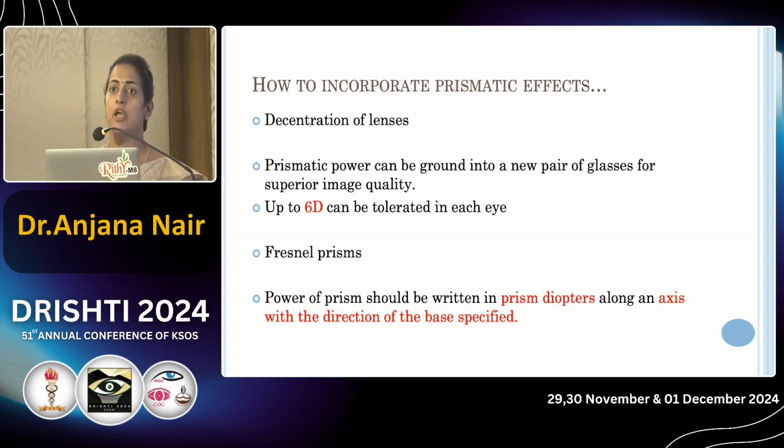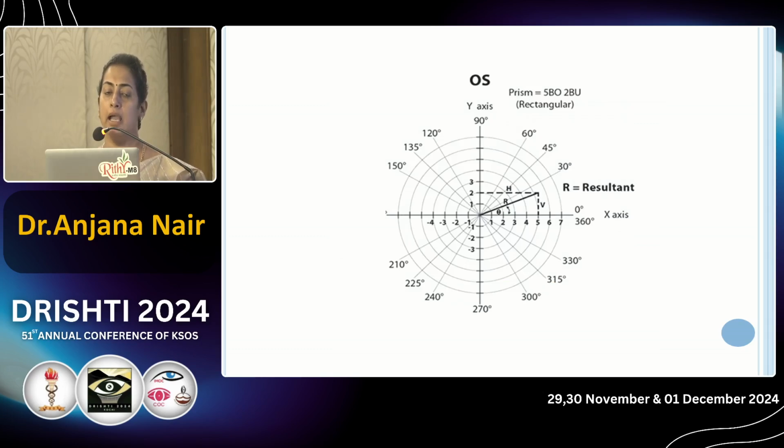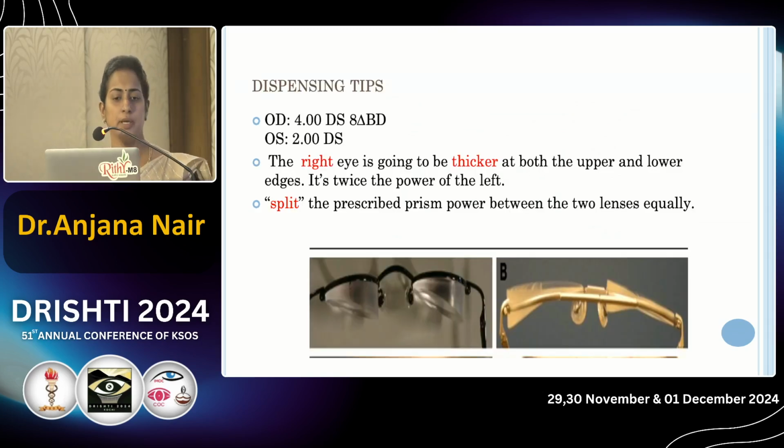So once you prescribe, you should mention the prism power in prism diopters with the base direction specified. You can give both horizontal and vertical prisms individually, or if both elements are present, you can give it as an oblique prism. The power of the resultant prism and the base direction can be calculated using the simple Pythagoras theorem. Here in this case, you can see the right eye has a +4 with 8 prism and the left eye is +2. So when you give this as a prism, the right eye becomes thicker. So it may not be cosmetically very good.